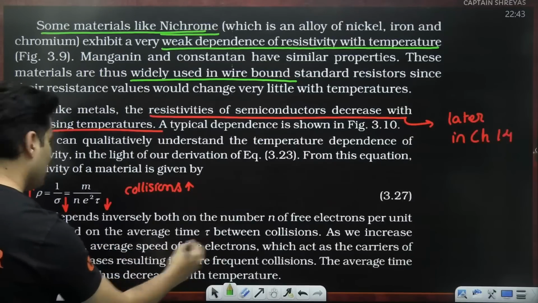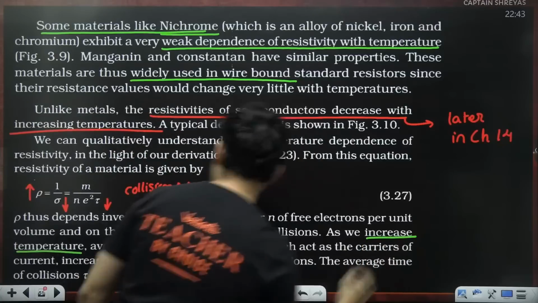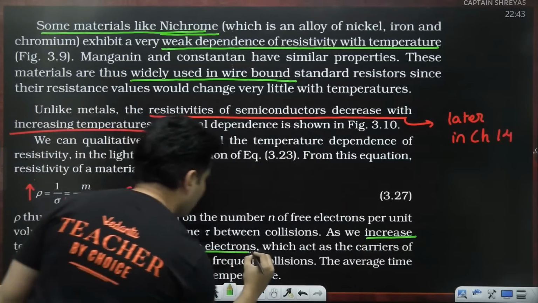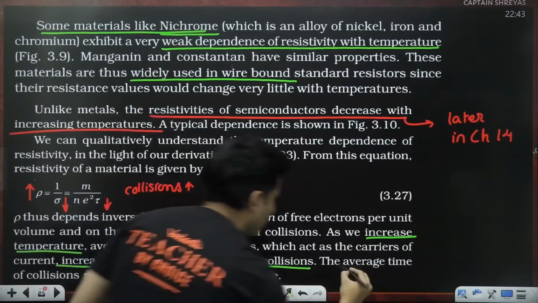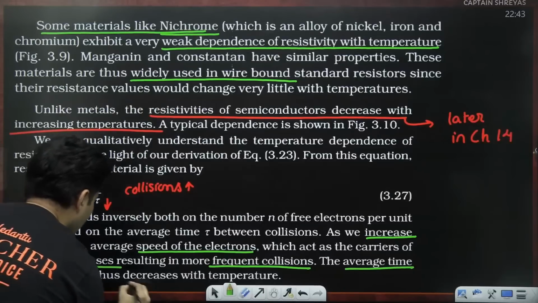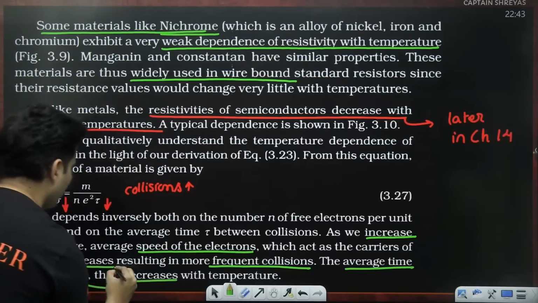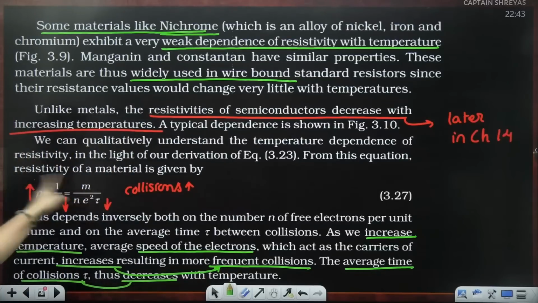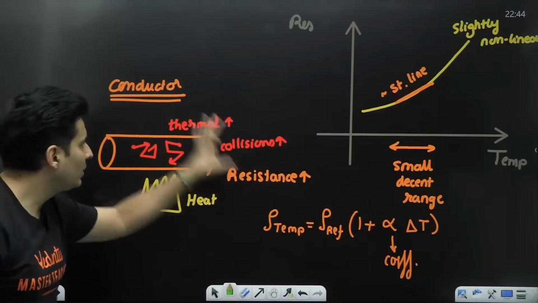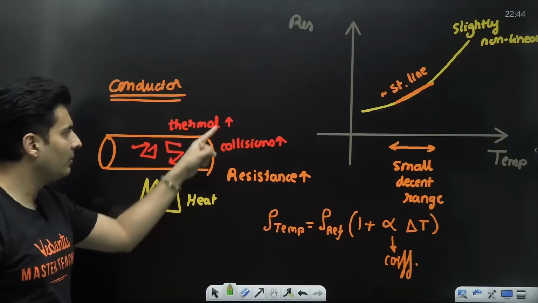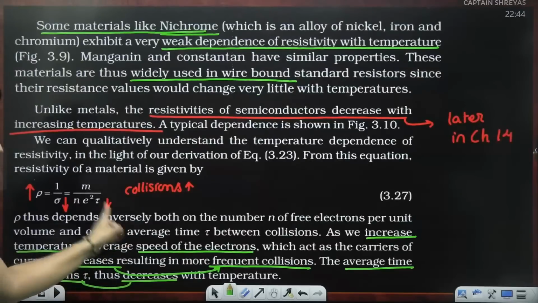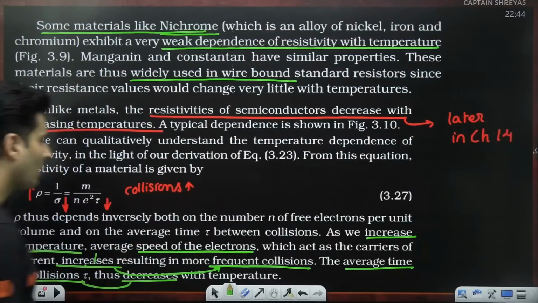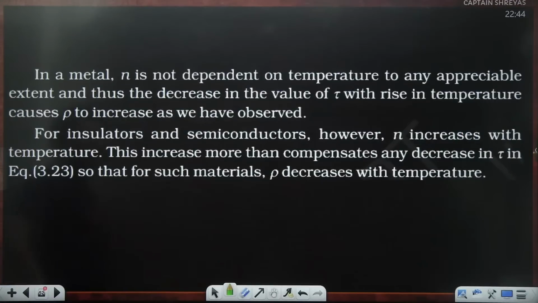As we increase the temperature, the speed of the electrons increases. So frequent collisions, so the average time of collisions reduces. Something which you should understand from this, which I have explained right over here: heating increases the temperature, increases the collisions, reduces the relaxation time, hence increases the resistance. That is what they have explained over here. Same thing again. Cool? Great.